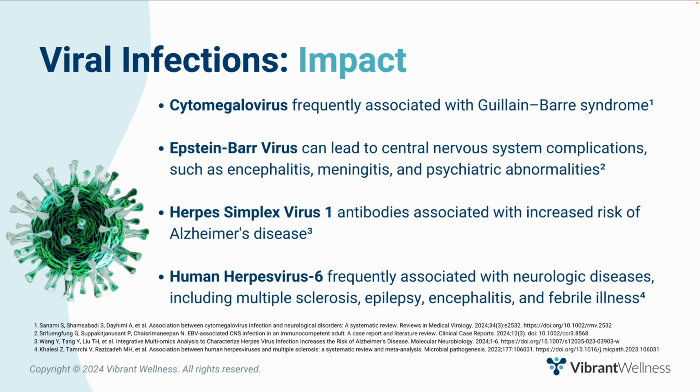Chronic viral infections can contribute to the development of various conditions, including autoimmune disease, cancers, and other complex disorders. For example, cytomegalovirus or CMV infections have been reported frequently to be associated with Guillain-Barré syndrome. Epstein-Barr virus infection can lead to central nervous system complications such as encephalitis, meningitis, and psychiatric abnormalities. Herpes simplex virus 1 antibodies have been correlated with increased risk of Alzheimer's disease. And human herpes virus 6 is frequently associated with neurological diseases, including multiple sclerosis, epilepsy, encephalitis, and febrile illness.